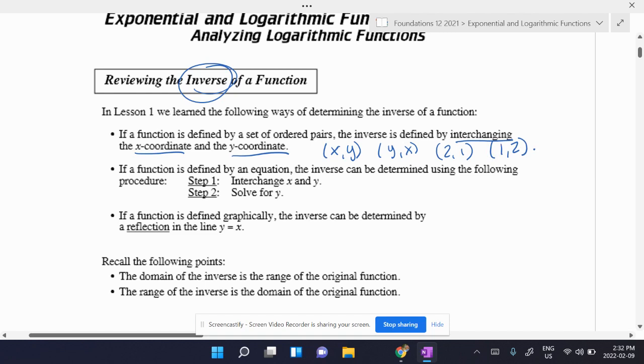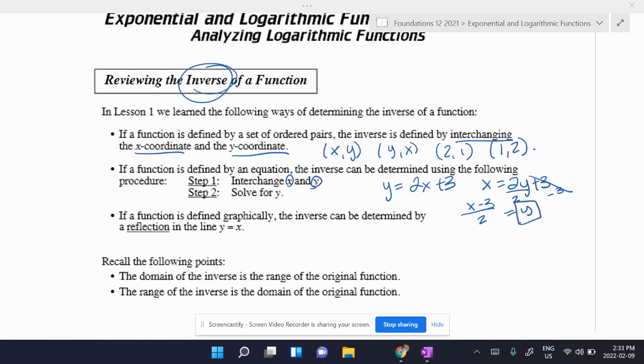If a function is defined by an equation, the inverse will be determined using the following steps. First, you change x and y, and then you solve for y. So if y is equal to 2x plus 3, you would change that to x is equal to 2y plus 3, and then I would say x minus 3, because I would subtract 3 from this side, and then I would divide by 2, and then that's equal to y. So you always solve for y.